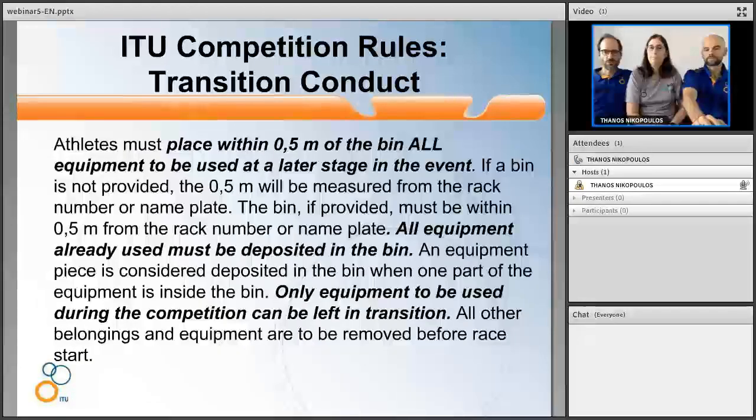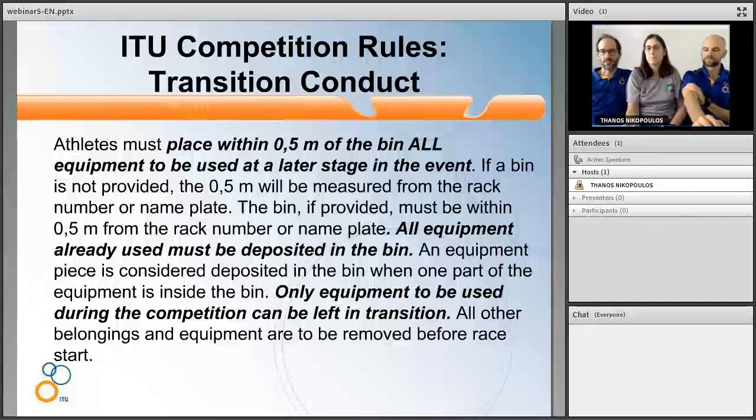Steph, are there any regulations on how far from your spot you can place your equipment? Yes, we do have some regulations because we want to avoid people spreading over, and we want the transition to look clean. The equipment must stay within 0.5 meters of the bike rack, and if we have a bin, it must stay within 0.5 meters of the bin, which itself stays 0.5 meters from the bike rack. I don't know if you follow me. I do. But what is important to say is that any used equipment must be placed in the bin if we have a bin provided. And the athlete is only allowed to place the equipment that they're going to use for the competition on their designated spots, nothing else.